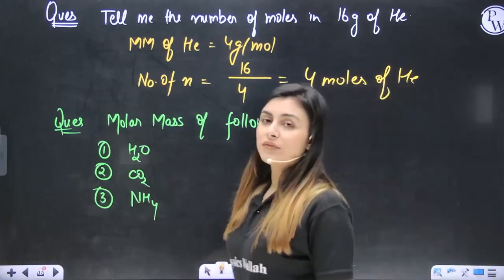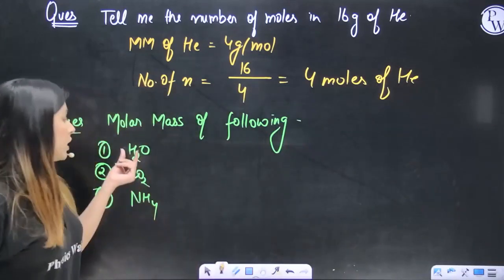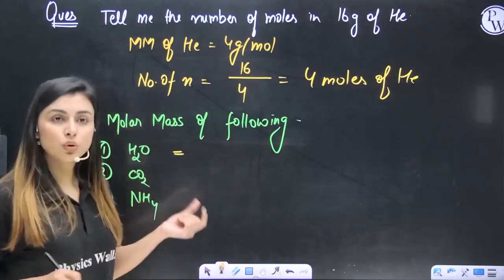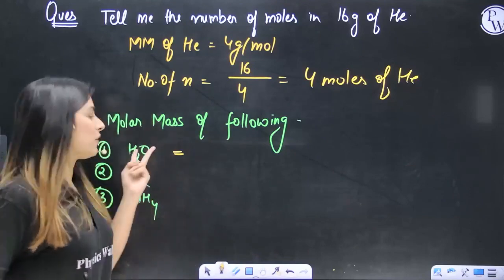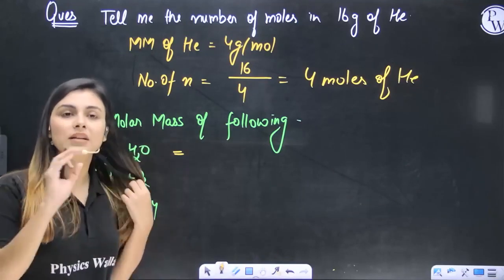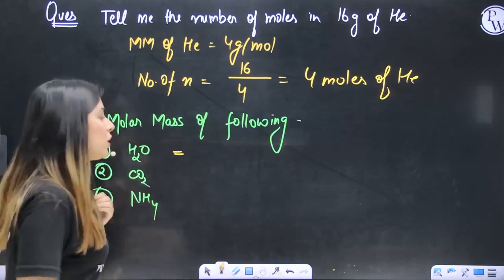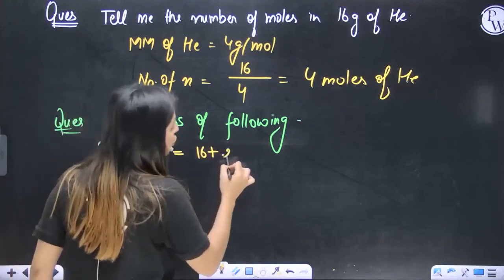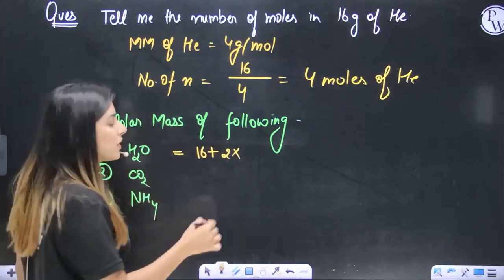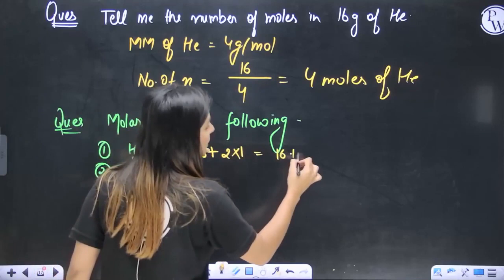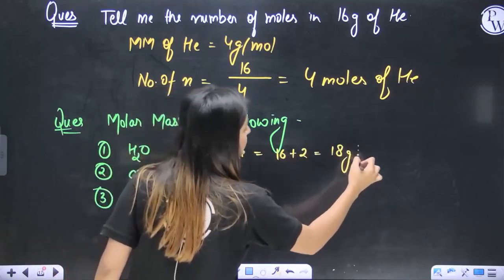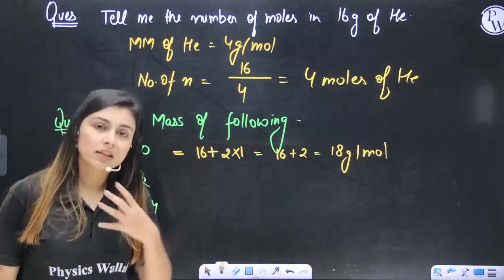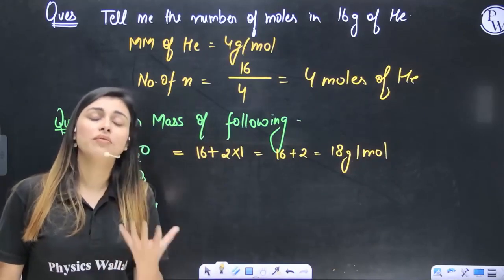So my dear students, if you have to calculate the molar mass of H2O, what will you do? The molar mass of H2O will be equal to the molar mass of oxygen plus you have 2 hydrogens, so 2 into the molar mass of hydrogen. The molar mass of oxygen is 16 plus 2 into the molar mass of 1 hydrogen, which is 1. This is equal to 16 plus 2, which is equal to 18 grams per mole. So the molar mass of H2O is 18 grams per mole. This is how you will calculate the molar masses of your molecules.